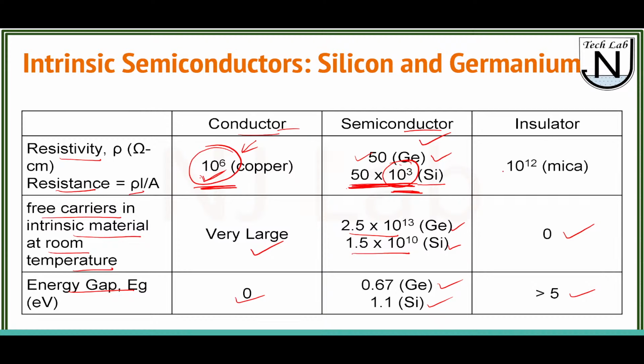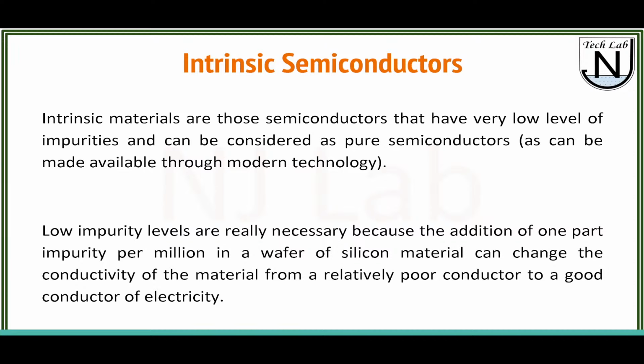Whereas for the insulator, the resistivity is too high. High resistivity means huge obstruction, and it is due to this reason that current cannot flow through the insulator. Now with this, we come to the last slide, which is the intrinsic semiconductor.